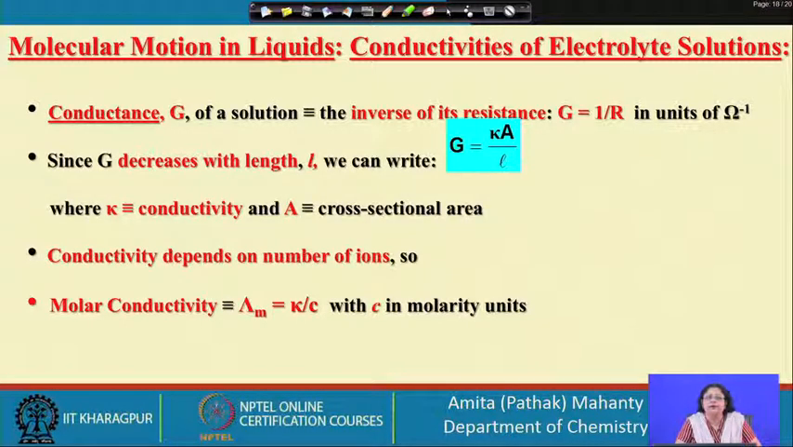concentrating on are conductivity and molar conductivity. Conductivity means Kappa, which is represented as the specific conductance, and the molar conductivity as lambda. And in the previous classes we have seen that the molar conductivity is nothing but kappa by C. C is in moles per liter.